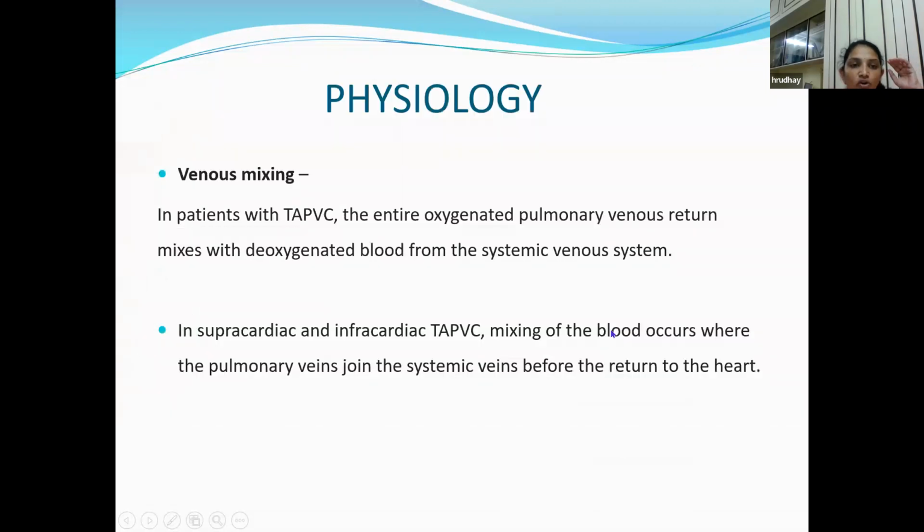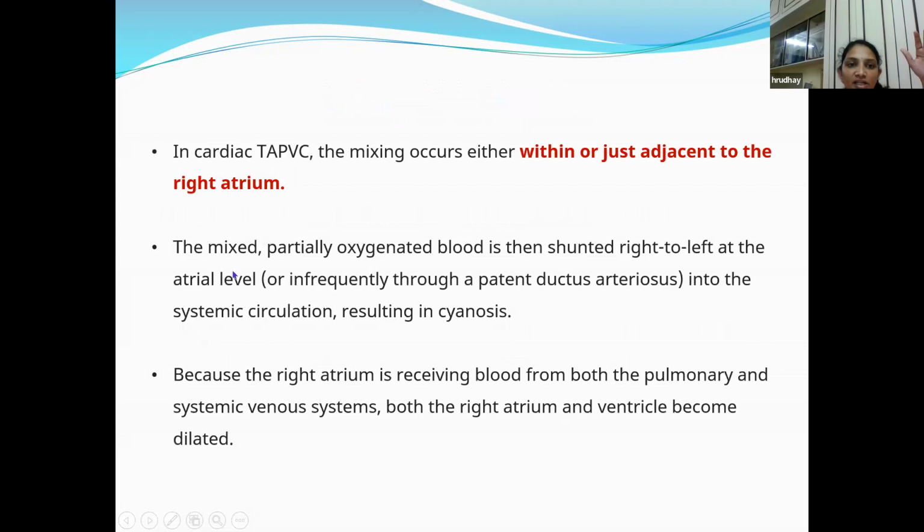So what is the physiology? From the basics we have understood, anywhere, whether supracardiac, cardiac, or infracardiac, the pulmonary veins are connected to the right atrium, indirectly or directly. So all the oxygenated blood from the pulmonary veins enters the right atrium. In patients with TAPVC, the entire oxygenated pulmonary venous return mixes with the deoxygenated blood from the systemic venous system. In supracardiac and infracardiac TAPVC, the mixing occurs where the pulmonary veins join the systemic veins before returning to the heart, whereas in the cardiac type it is just adjacent to the right atrium.